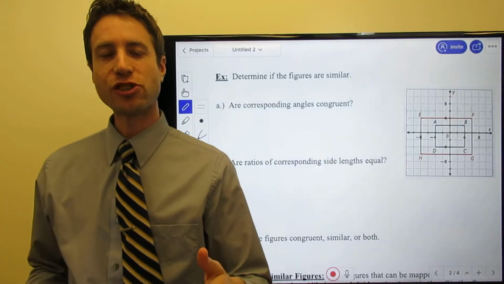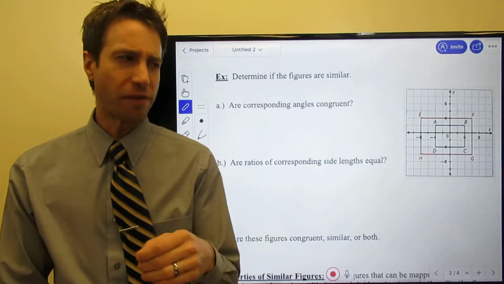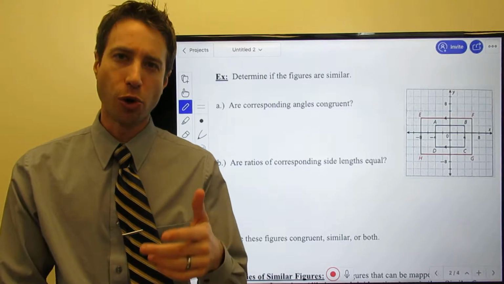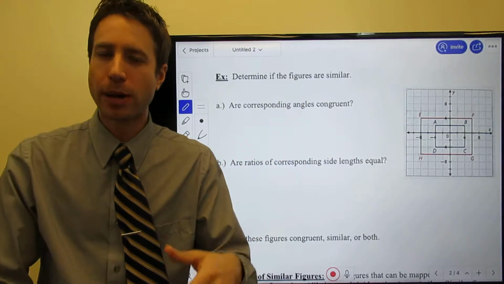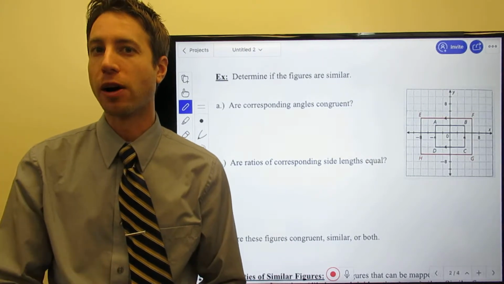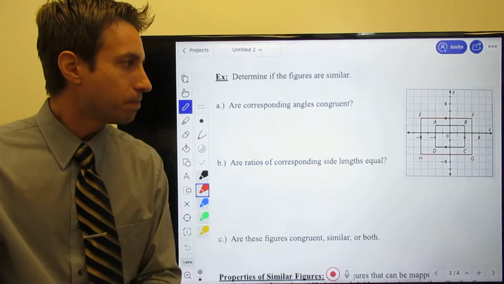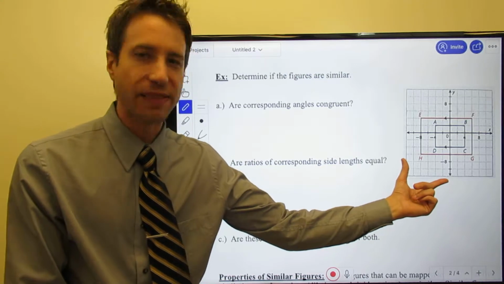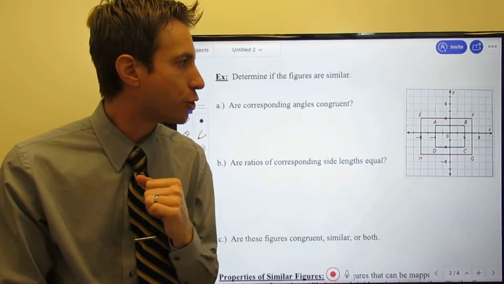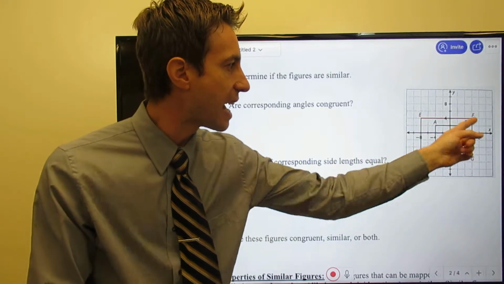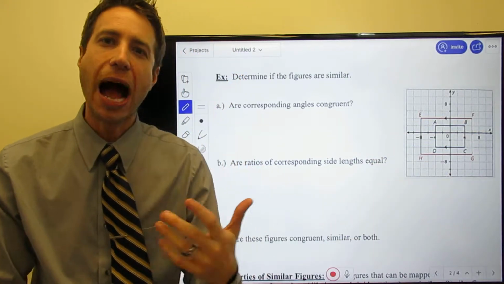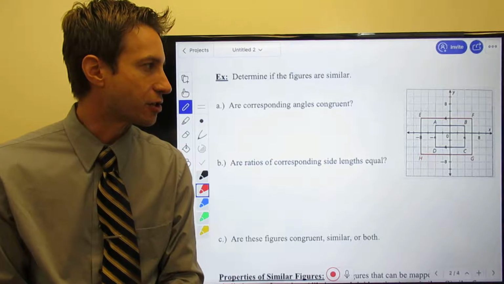Alright guys, welcome to this page of the notes. Again, what we're doing is refreshing ourselves on how dilations work and checking to see if we can figure out whether diagrams or certain figures are similar. Now this one, I've again given you a coordinate plane. I've drawn two figures on there, rectangle ABCD and rectangle EFGH. I want to know, are these figures similar?